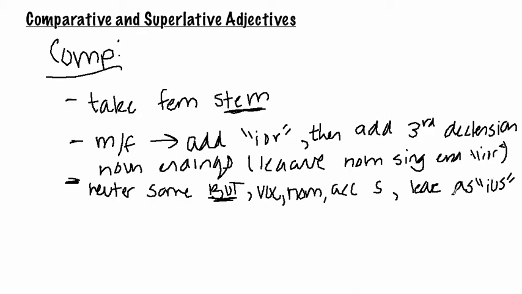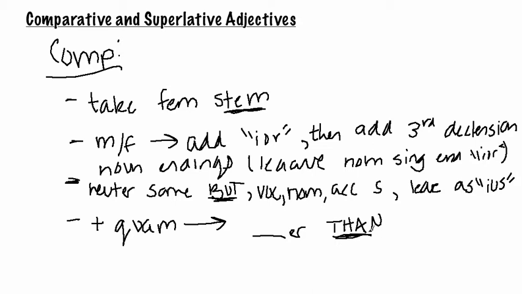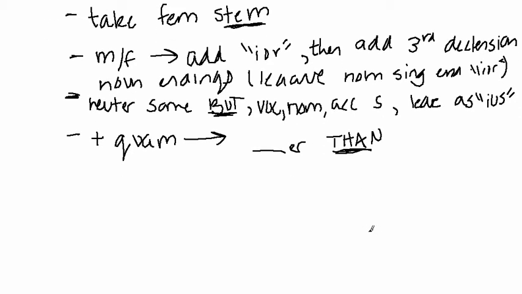And if you accompany your comparative adjective by the word quam, then it's translated as "-er than." So if it's plus quam, then it's translated as "-er than." The quam is what shows the "than," the comparison.